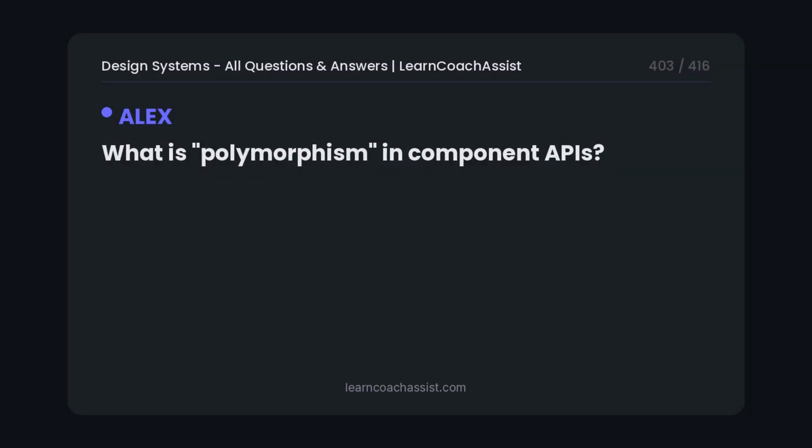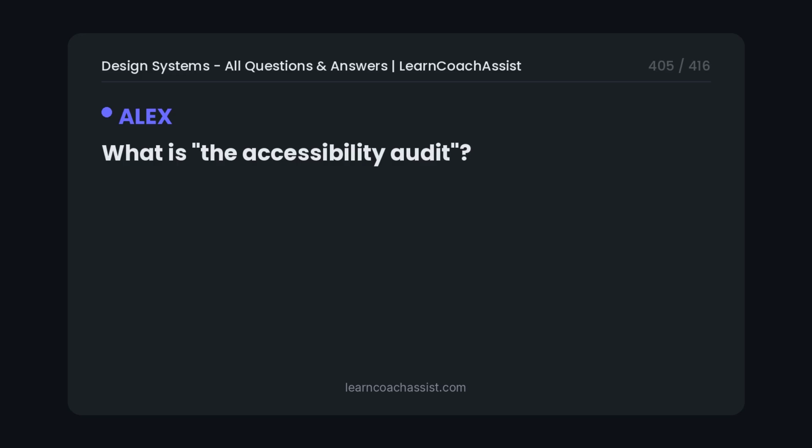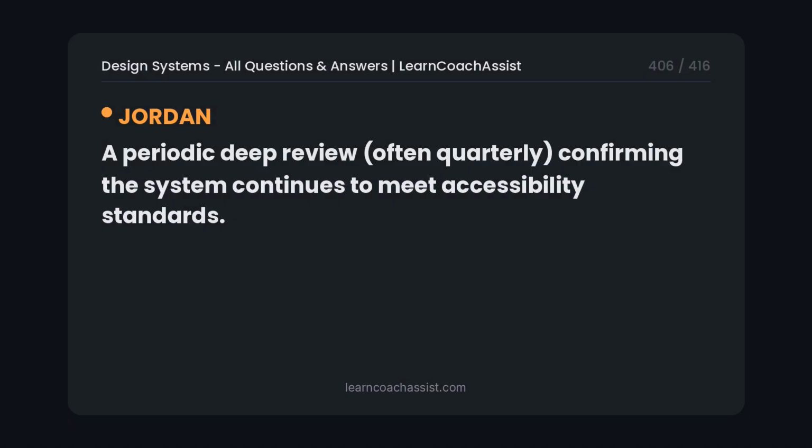What is polymorphism in component APIs? Components that can render as different elements while preserving styling, common in modern React libraries. What is the accessibility audit? A periodic deep review, often quarterly, confirming the system continues to meet accessibility standards.